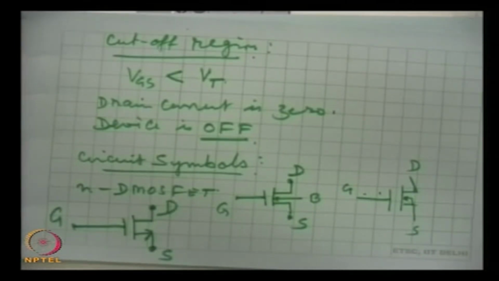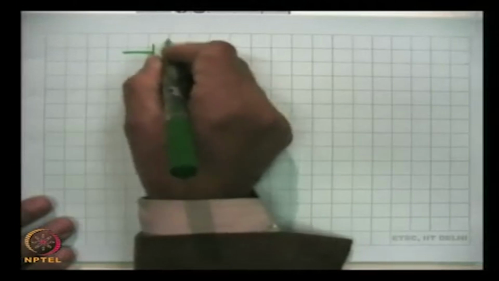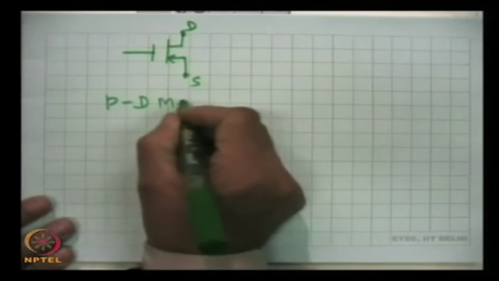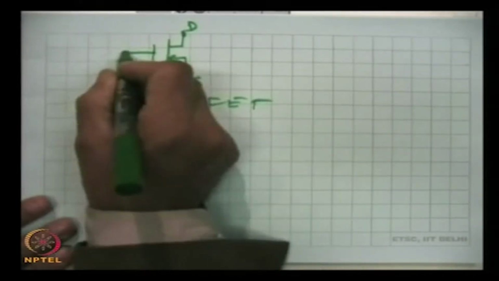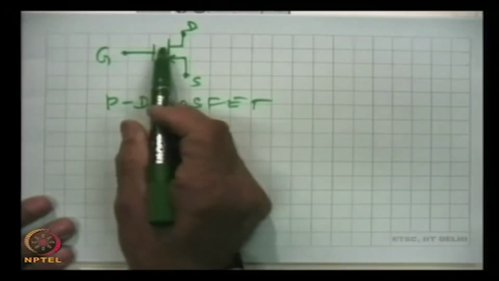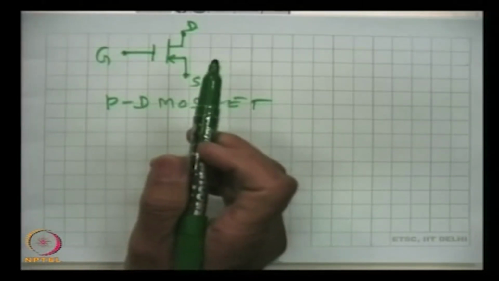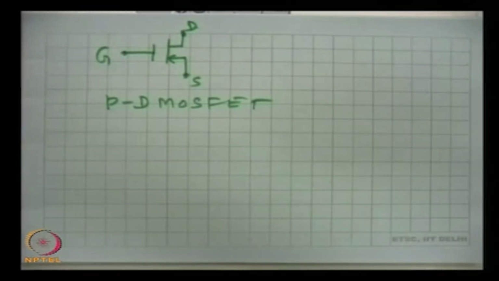This is for the N MOSFET, and for P MOSFET the symbol which is most widely used is this. Drain, source, and this direction of arrow is reversed in the P depletion MOSFET. Gate, drain, source, this is that indication of insulating layer between gate and the semiconductor, and so this is all about the depletion MOSFET.